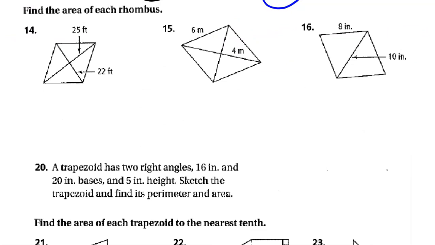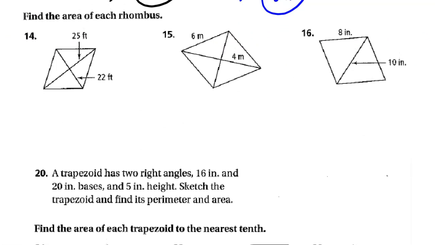All right, number 14. Things are getting a little tougher here. I don't quite have enough information, mainly because this 22, the way that it's pointing, I think it's only representing this piece. And I think the 25 is only representing that piece. So I need to kind of double that, because I need to know the properties of a rhombus.